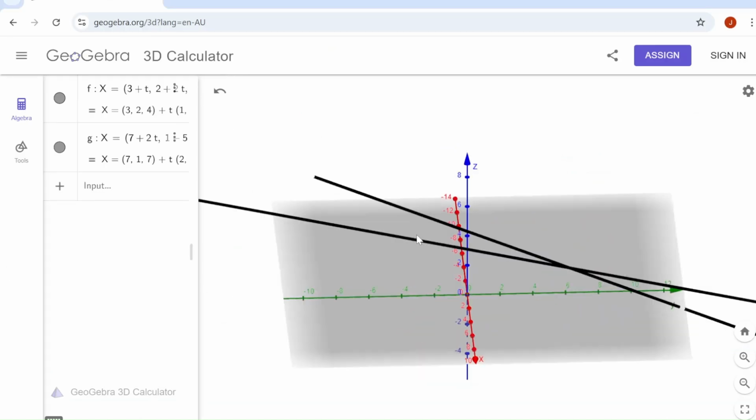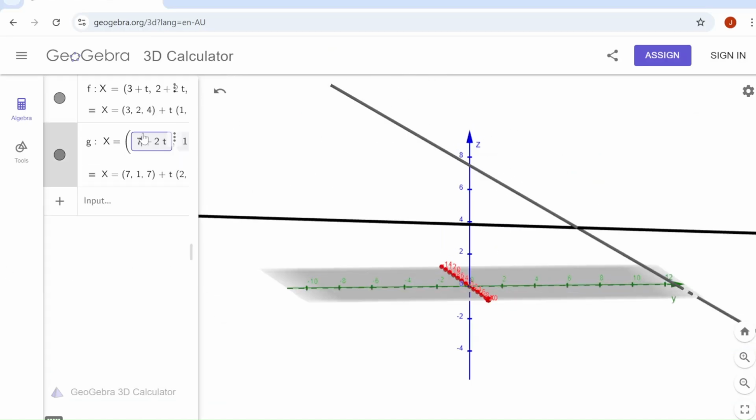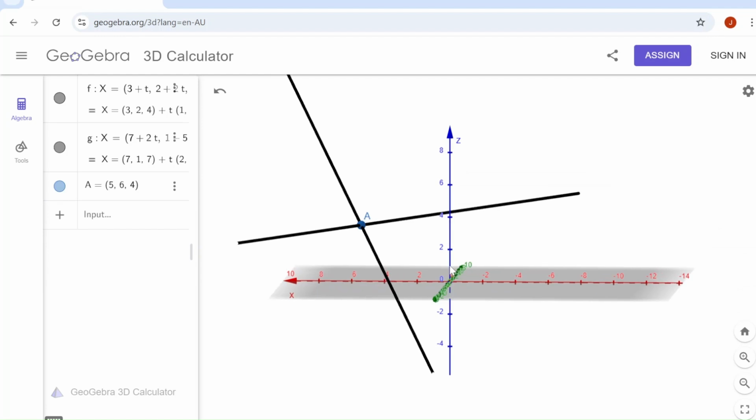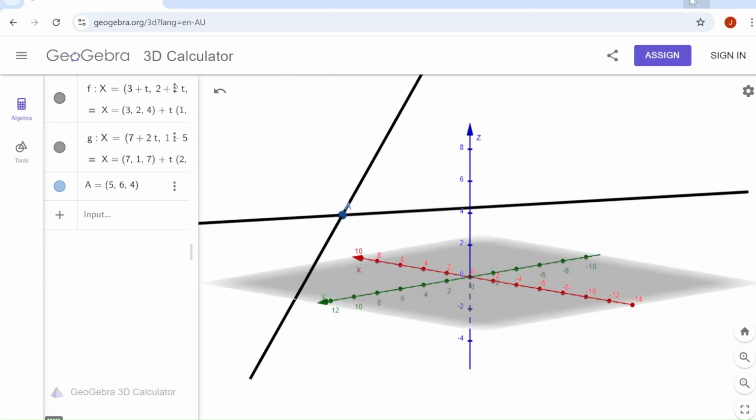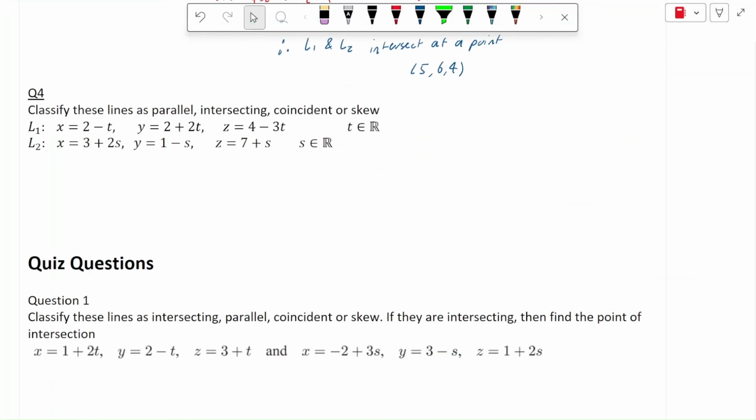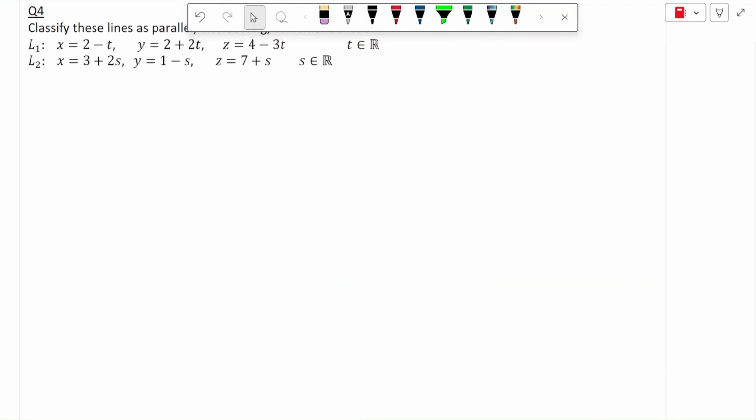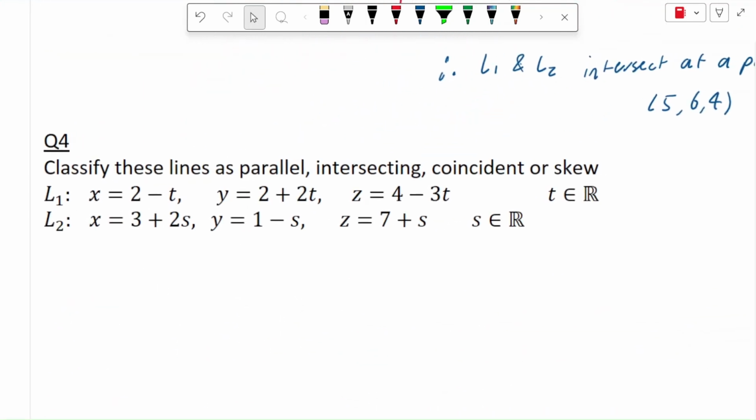All right, so there's our two lines graphed on GeoGebra. I just had to use t instead of s for that second one. And if I graph the point (5, 6, 4), oh my goodness, that's where the two lines intersect. Wonderful stuff. All right, there are 4 things that can happen. Here's the 4th: skew lines. Well, I'm spoiling it there, but they will be skew.